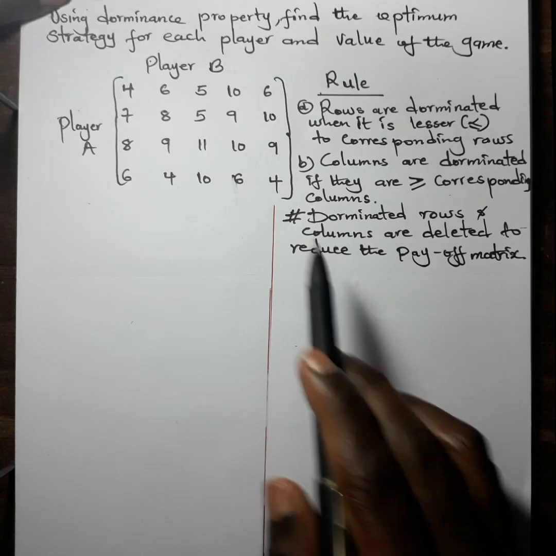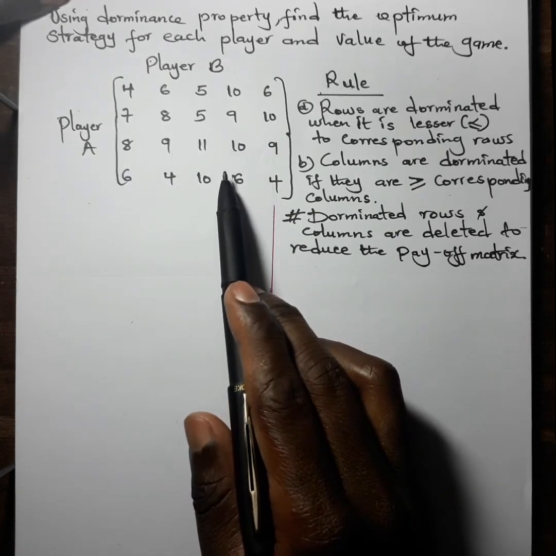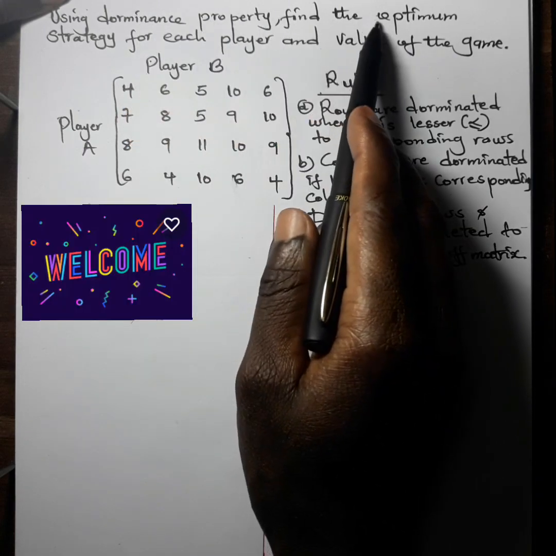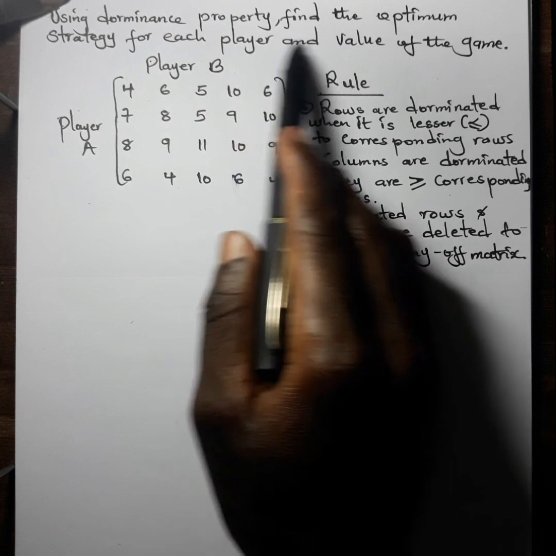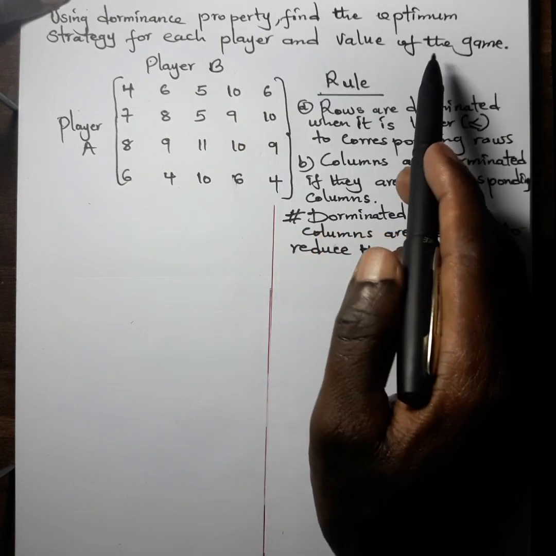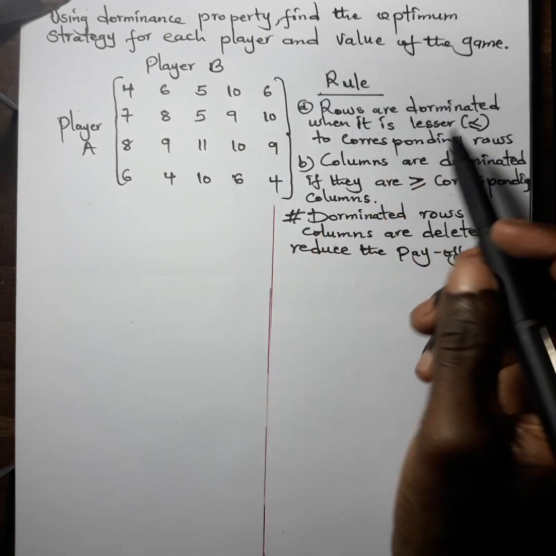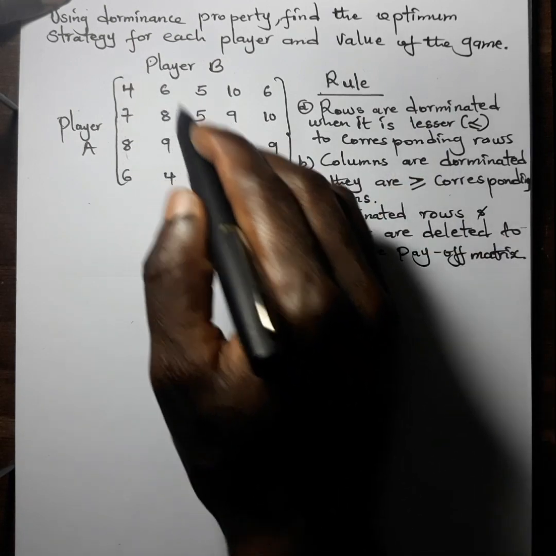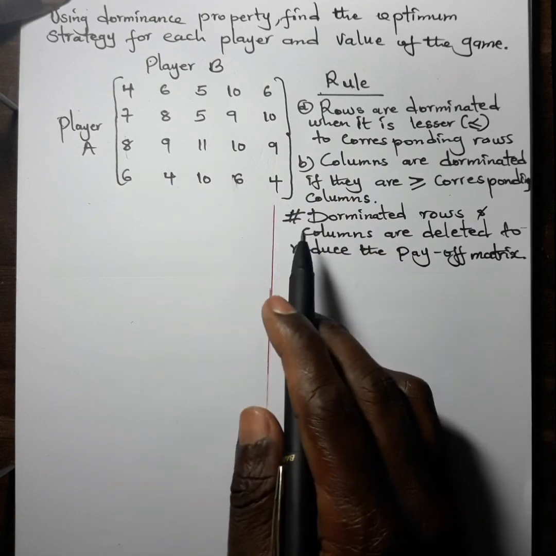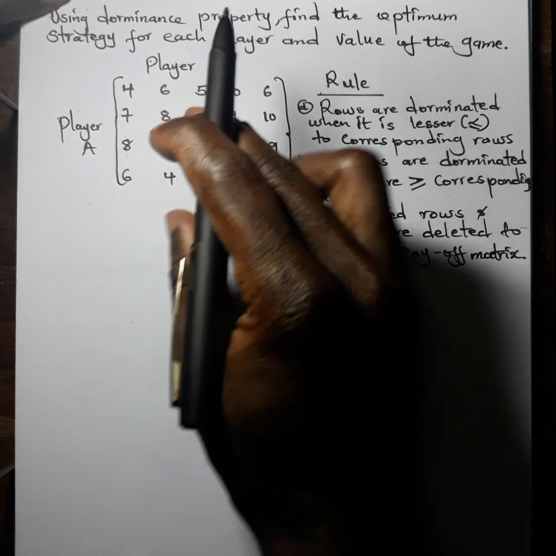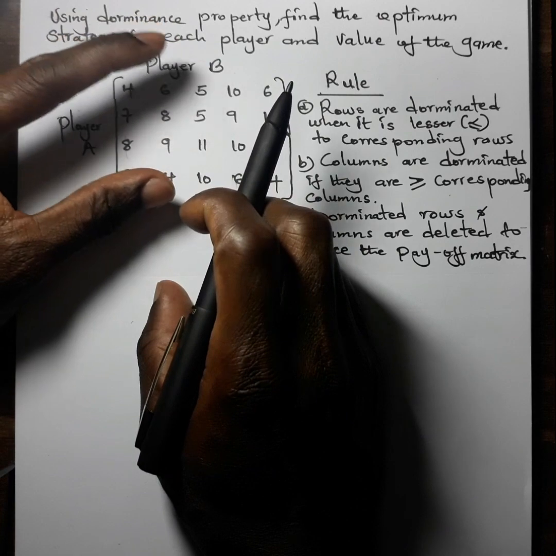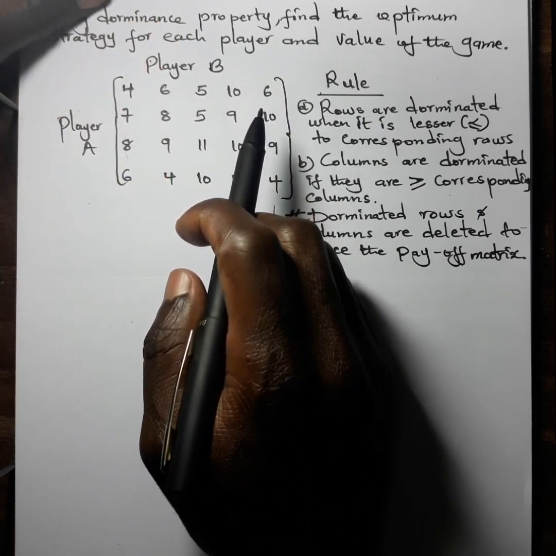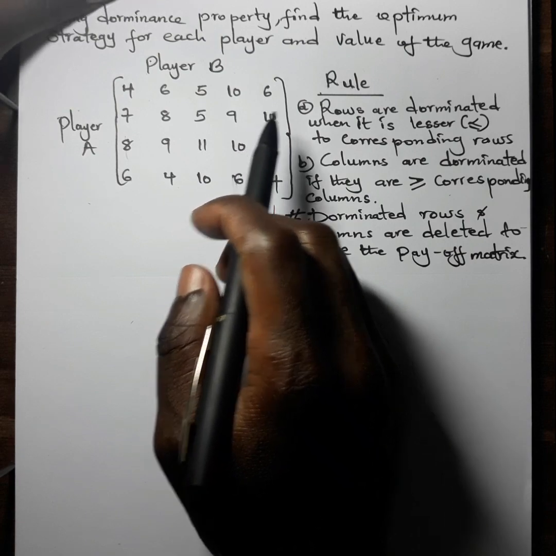Welcome. Now here we have a 4 by 5 matrix that we have been asked to use the dominance property to find the optimum strategy for each player and the value of the game. Now, from our understanding, it is not that convenient to use a matrix that is more than 2 rows and more than 2 columns. And for that matter, we are supposed to reduce the size of this payoff matrix to be a 2 by 2 matrix, and we are going to apply the dominance rule.